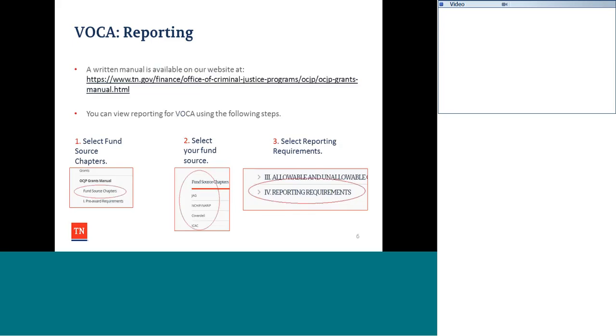You can also access the VOCA reporting table through our website, and the link is listed. And so how you use this, you would follow the link, and then you're going to look at the OCJP Grants Manual, select Fund Source chapters, find your fund source, and then at the bottom it'll have reporting requirements. Through this link, you'll be able to download a PDF version that you can save to your desktop, or you could print off for easy access.